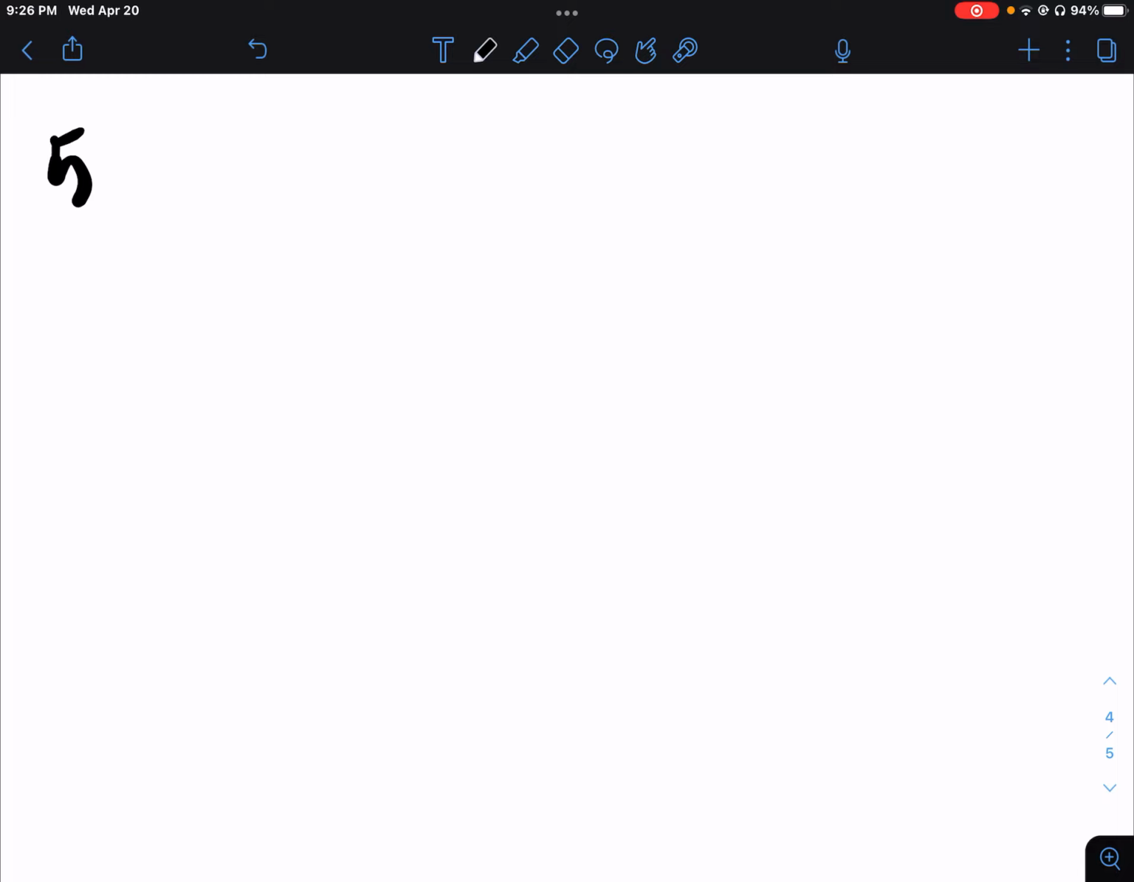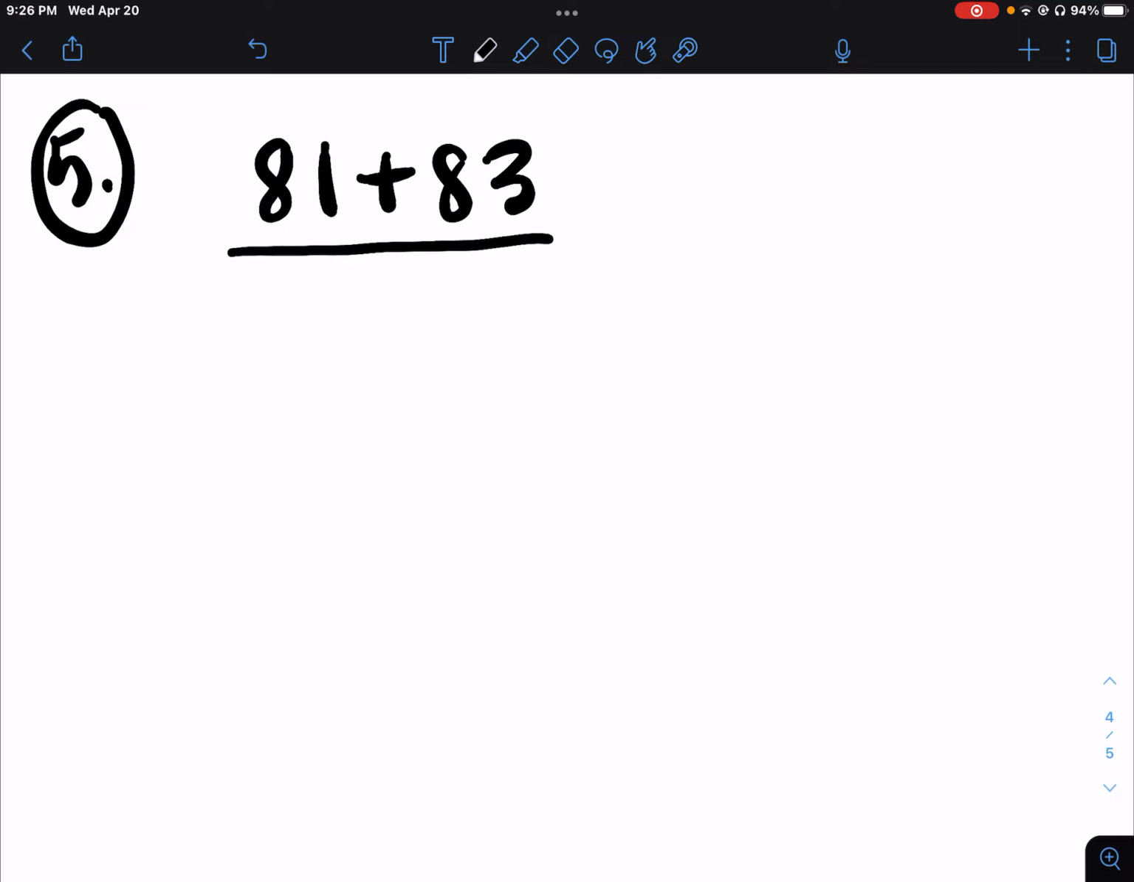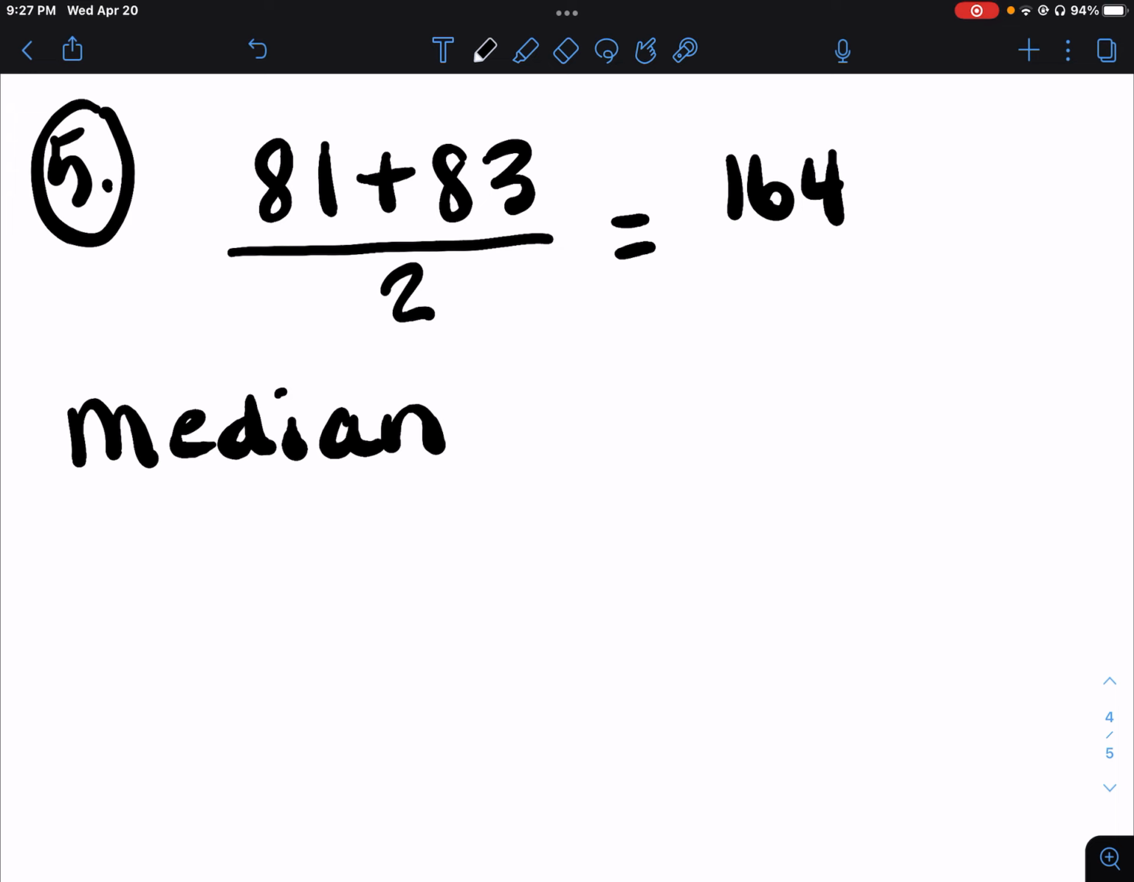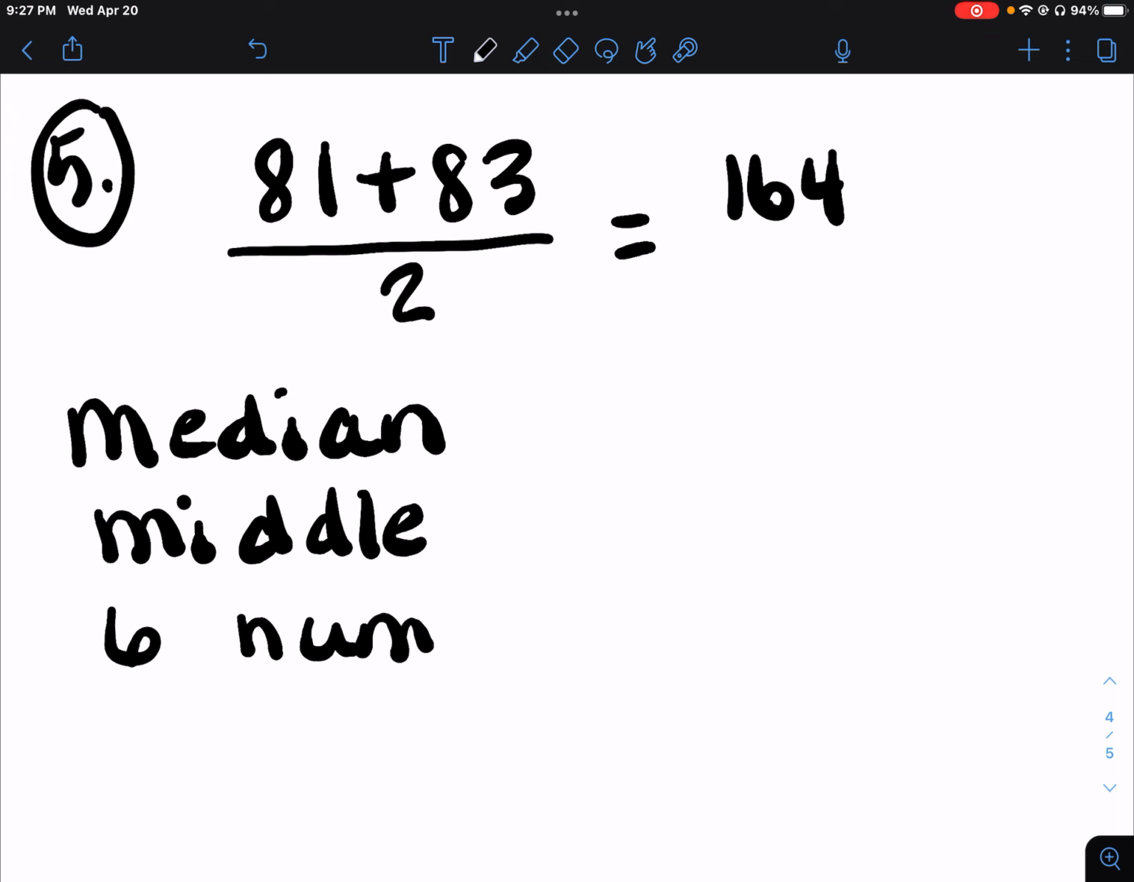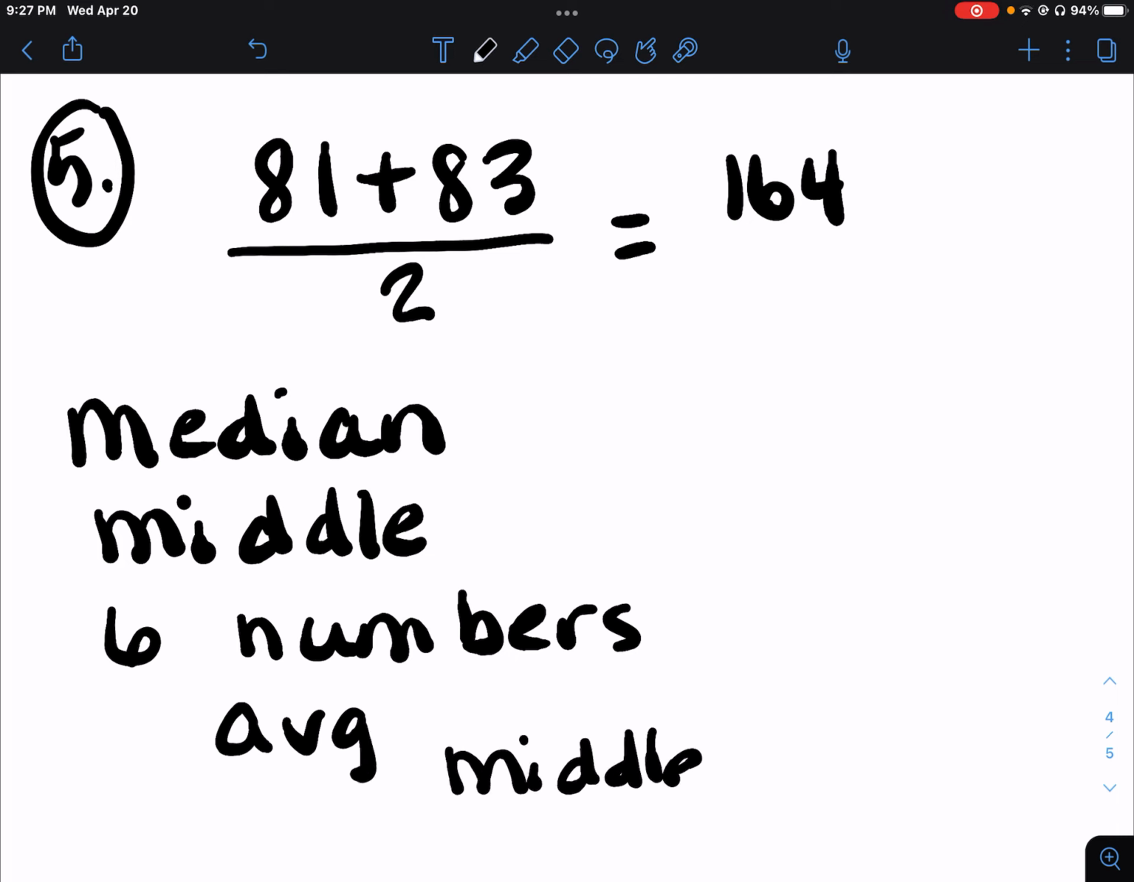Okay, the median, you average the 2 in the middle when it's an even number of numbers. Okay, the median is the middle. Okay, when you have 6 numbers, there's not an exact middle, so you average the 2 in the middle. Okay, so I'm going to add them up and divide by 2.